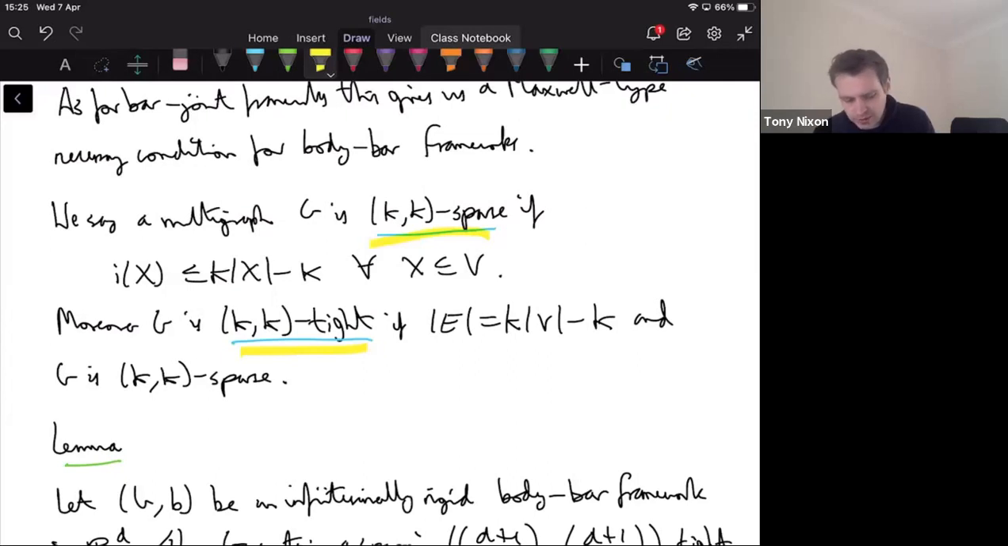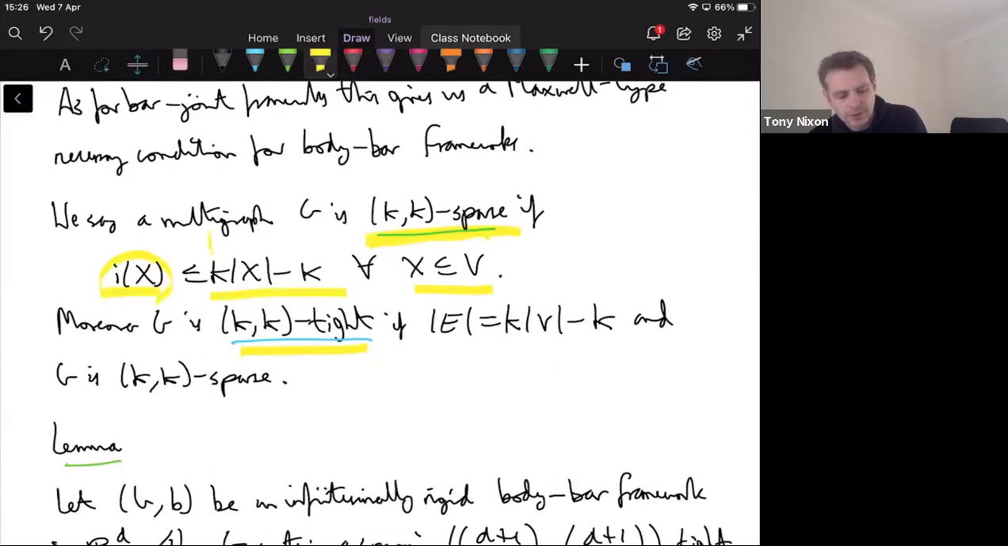So I've said it again. If you have already seen it, then it's just reminding you. We say a graph is K, K sparse. I of X, remember, is the number of edges induced by X for a subset X of the vertex set. We want the number of edges induced by any subset to be at most KX minus K.